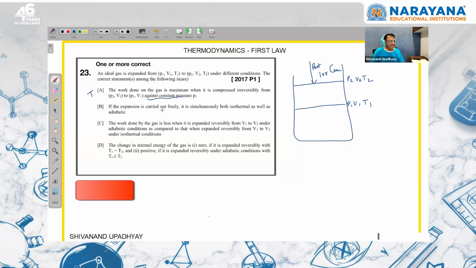If the gas is expanded freely, it is simultaneously both isothermal as well as adiabatic. तो ये जूल्स एक्सपेरिमेंट पे बेस्ड है क्वेश्चन. सो फ्री एक्सपेंशन का मतलब हो गया P external की वैल्यू जीरो है. सो इफ P external इज जीरो, work done will be zero. Q is zero is determined experimentally by Joule's experiment.